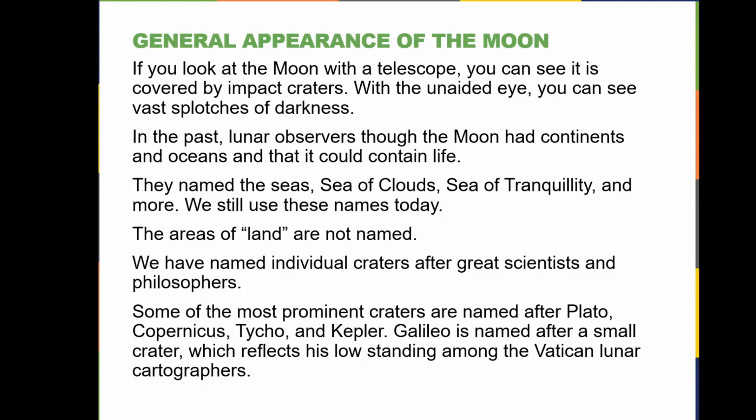The areas of land were not named. However, they named individual craters after great scientists and philosophers. Some of the most prominent craters are named after Plato, Copernicus, Tycho, and Kepler. Galileo is named after a small crater, which reflects his low standing among the Vatican lunar cartographers.